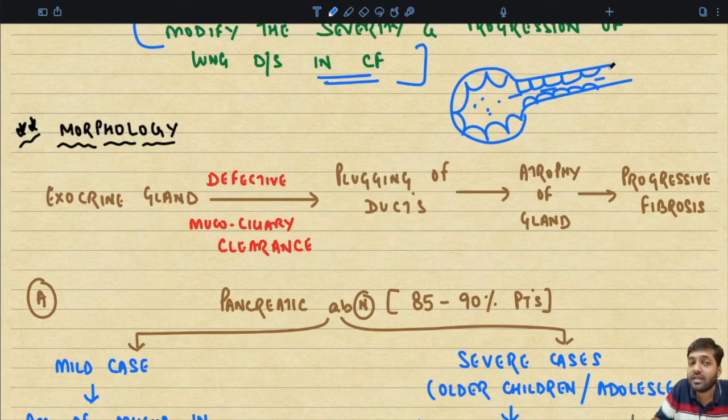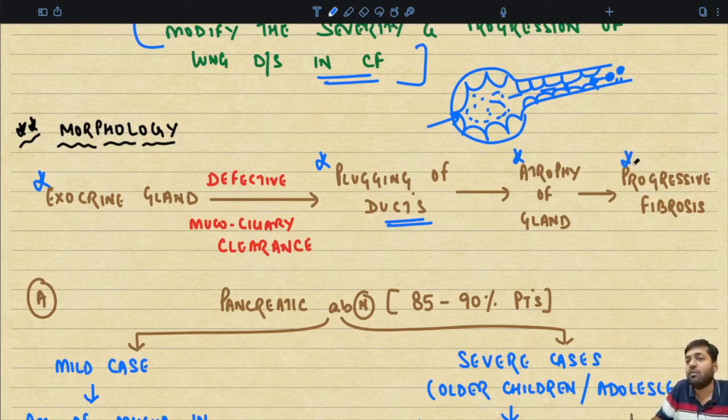So these epithelial cells which are lining secrete certain mucus which carries these secretions. But in cystic fibrosis, this mucus is dehydrated, there is defective mucociliary clearance, there is precipitation of the mucus, and it becomes very hard and viscous. So it tends to block and plug all the ducts, and as a result the secretions cannot come outside and accumulate, giving rise to secondary infections. Ultimately there will be a lot of inflammation leading to atrophy of the gland with progressive fibrosis of that particular exocrine gland. So defective mucociliary clearance leads to plugging of the ducts, followed by atrophy of the gland and progressive fibrosis.